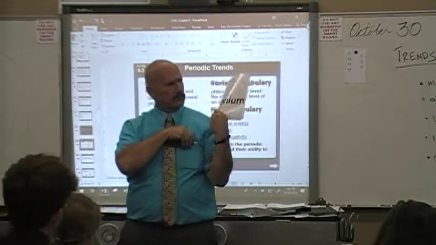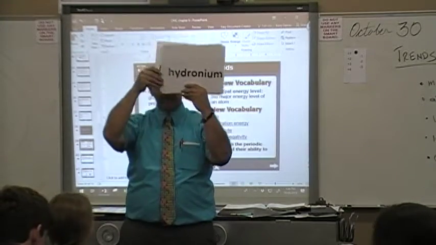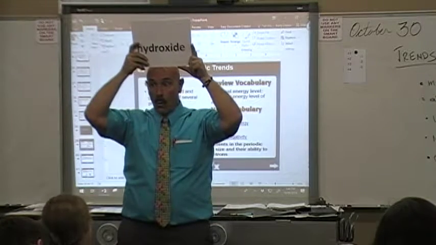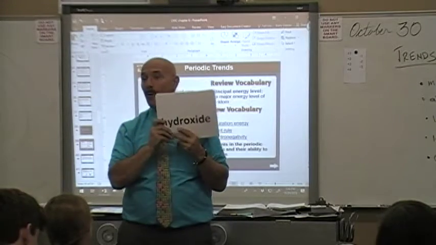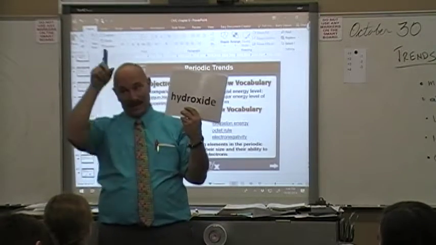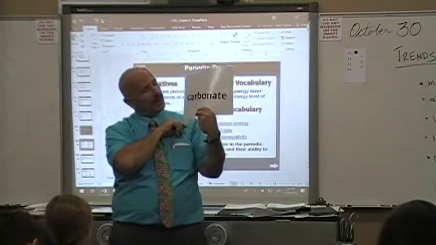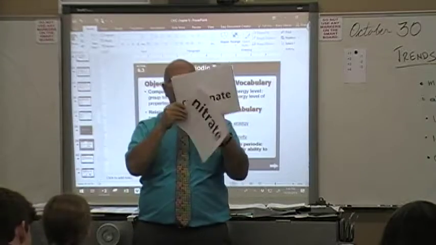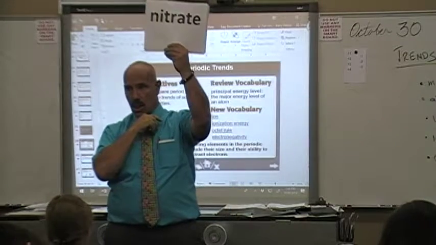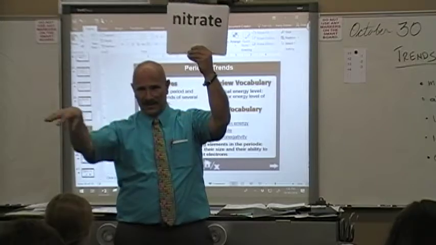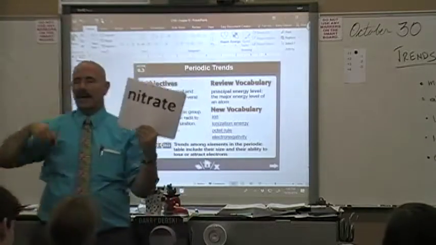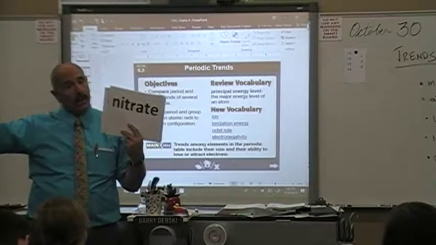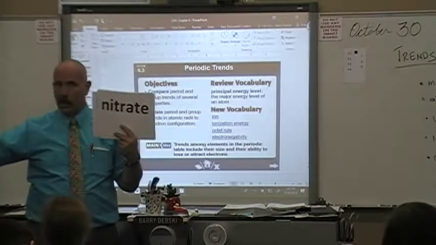H3O. Yes. OH. Like OH! Exclamation point. CO3, carbonate. NO. Yeah, I got half twos and half threes. NO3. Nitrite is NO2. NO3, NO2, NO3, NO2. SO4, SO3, SO4, SO3.